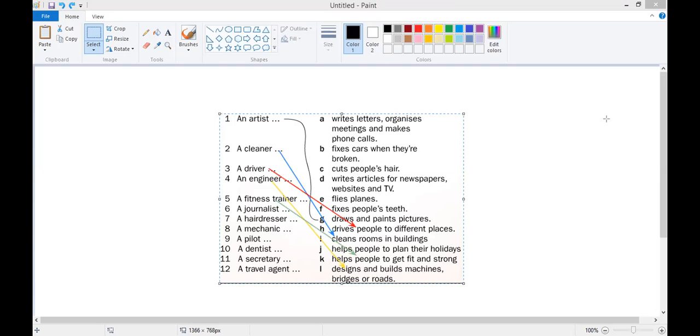Let's see now. For the next one, we have a journalist. A journalist, what does that person do? Well, he or she writes articles for newspapers, websites, etc. Okay, a hairdresser.